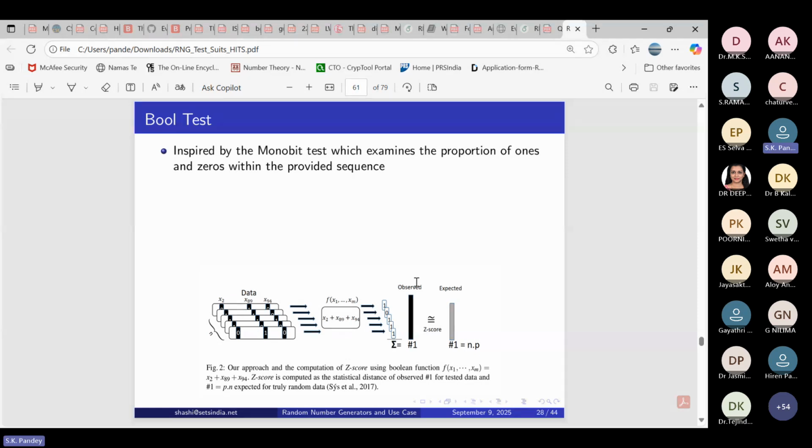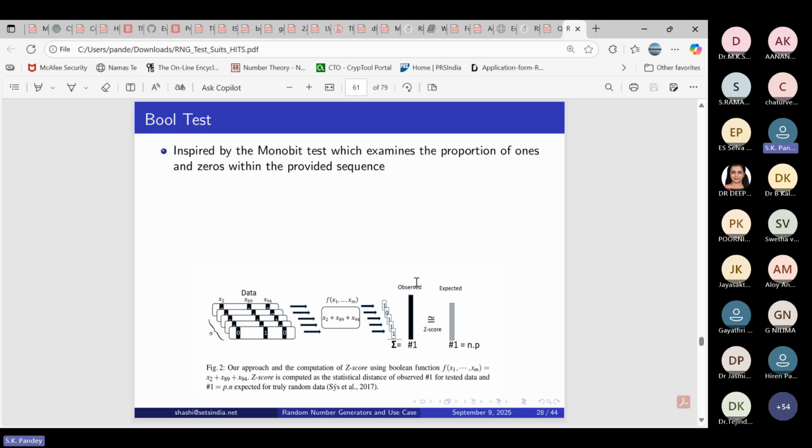So basically in Boole test, what is happening? It is like a generalization of the monobit test available in NIST. The monobit test is doing the computation, or the enumeration, of 1 and 0 and seeing whether they are balanced or not.